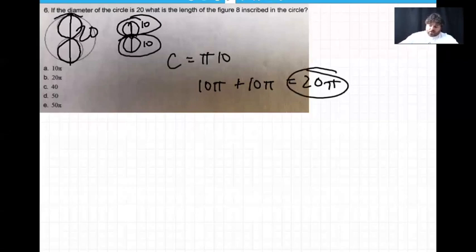What's interesting is that the circumference of the big circle is also 20 pi. So it actually doesn't make a difference if you break it up into the smaller pieces. Still going to be the same. So B, 20 pi.